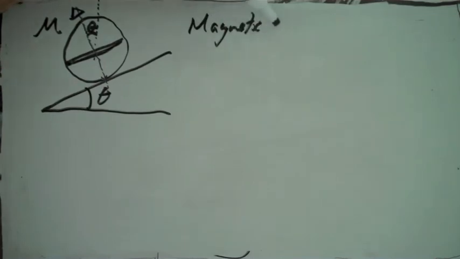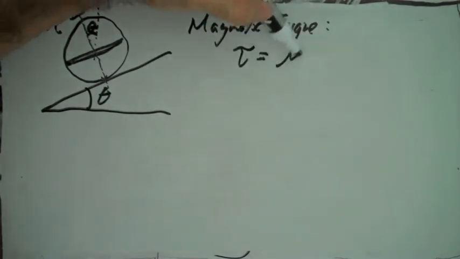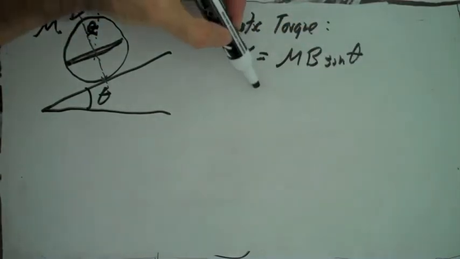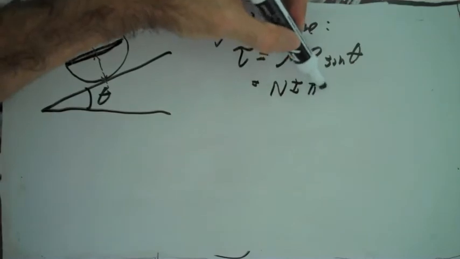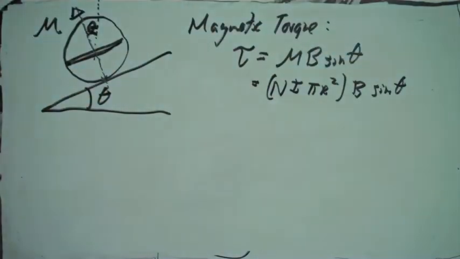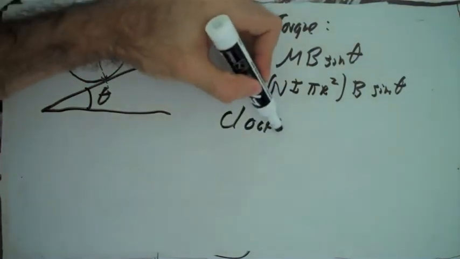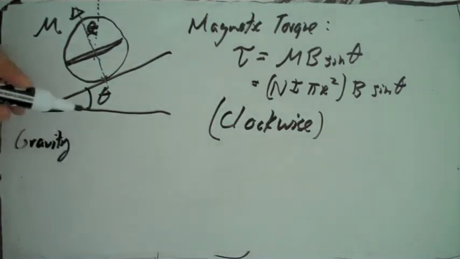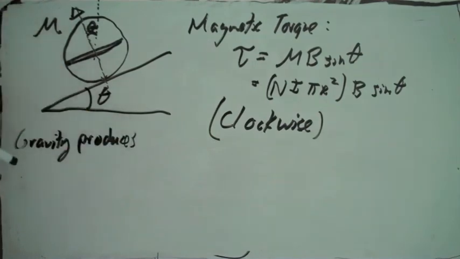So because the magnetic field points upward in space, there's a magnetic torque. And the torque is the cross product of the magnetic moment with the magnetic field, so it's this. So the magnetic moment is just the number of turns of the wire times the current times the area. And now we can just see that this torque is going to be also clockwise because it wants to align the magnetic moment with the magnetic field. So this is a clockwise torque around the center of mass.